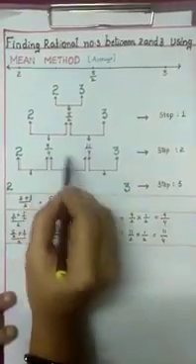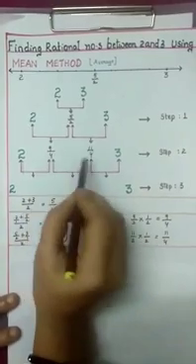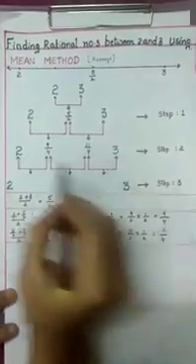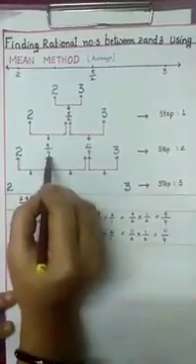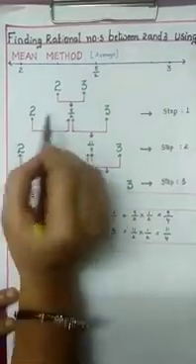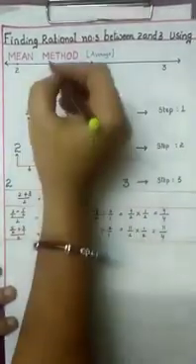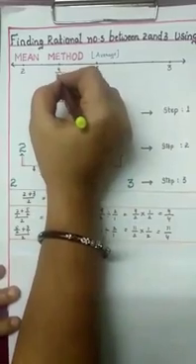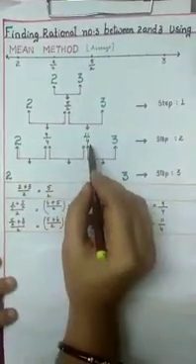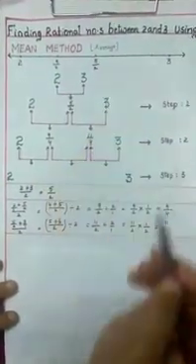Now this 9 by 4 and 11 by 4 are two rational numbers in between 2 and 3. This 9 by 4 is exactly in between 2 and 5 by 2. Now here 11 by 4 is exactly in between 5 by 2 and 3.